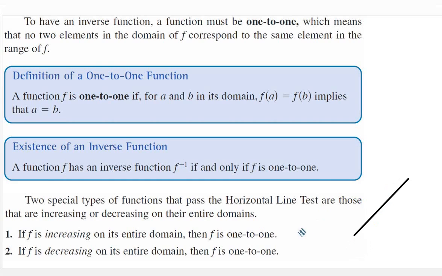So if you have a function and you know that on its entire domain it just increases the whole time, or on its entire domain it just decreases the whole time, then that function has to be one-to-one. It has to be one-to-one.